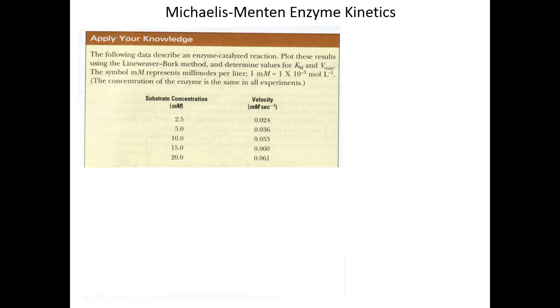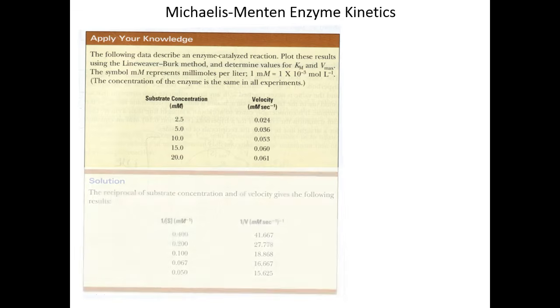So in your textbook, you have this practice problem. You're given a series of different substrate concentrations that were experimentally controlled in millimolar, and you're also given the values of the velocity of the reactions that were measured at those 5 different substrate concentrations. The question then asks you to construct a Lineweaver-Burk plot and determine the values for Km and Vmax.